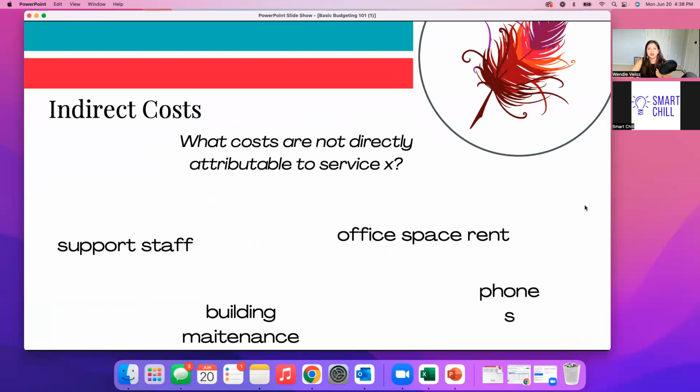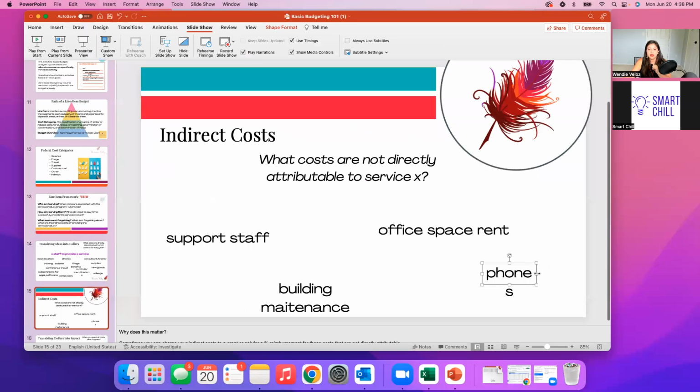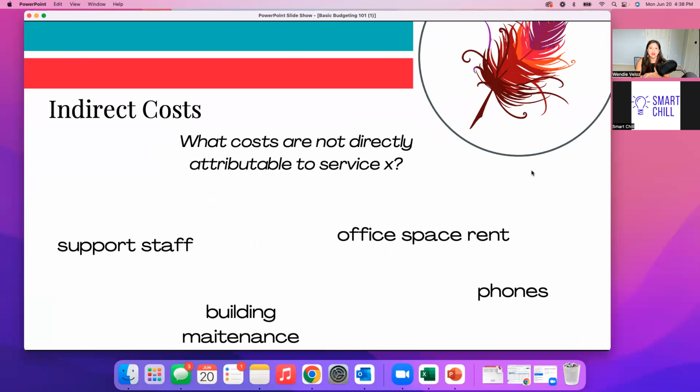Now, as I mentioned, there's something called indirect costs. You can see how this spacing got kind of funky, but our indirect costs are something that we cannot directly attribute to this particular service. As I said, it might be our support staff, it might be building maintenance, it could be the lawn care for your facility, it could be your office space rent, phones that are shared across multiple people on their desks versus in their pocket, right? So there's a lot of different options for what could be an indirect cost.